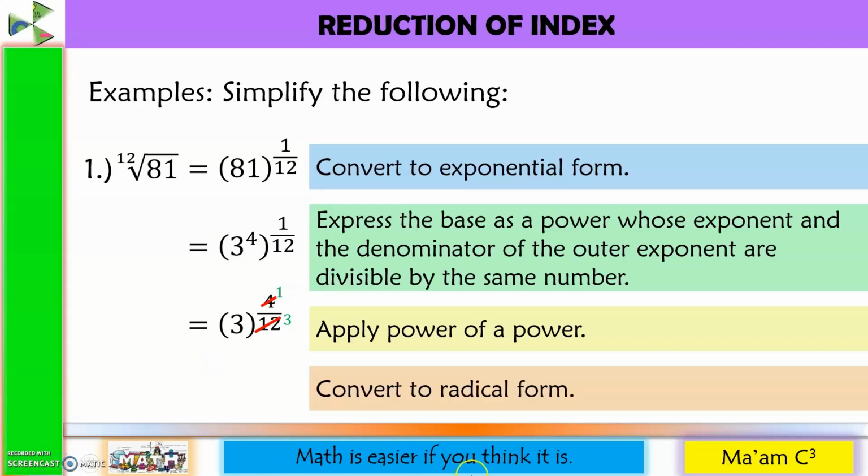Last step, convert to radical form. So the denominator now will become the new index. So this is equal to the cube root of 3. So the 12th root of 81 is equal to the cube root of 3. We were able to answer the previous question: if they are equal, yes, they are. And notice how we reduced our index from 12 to 3.